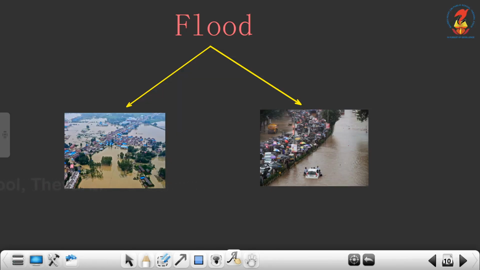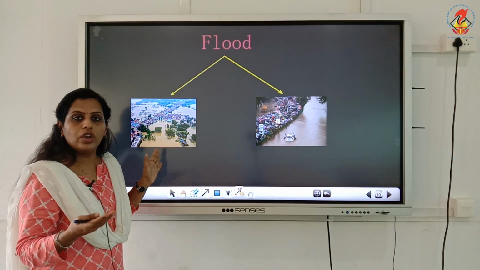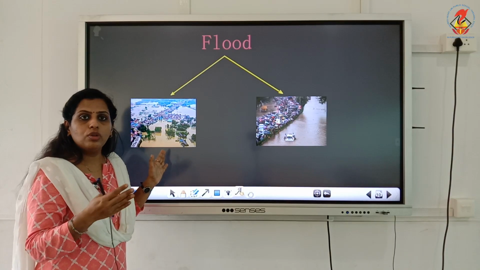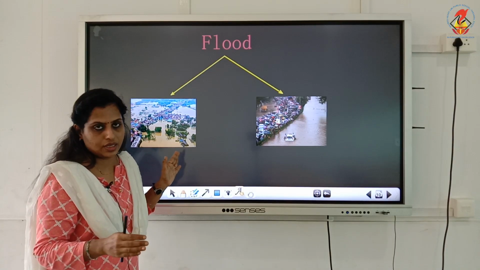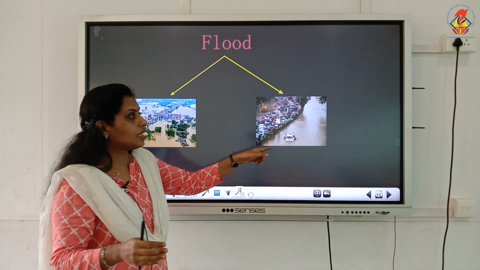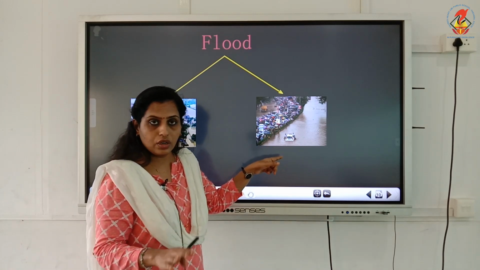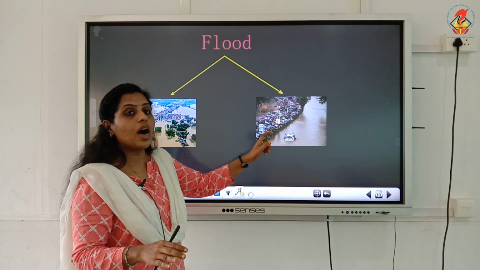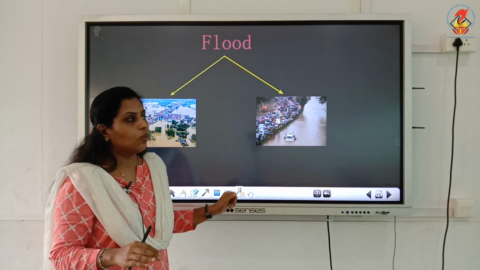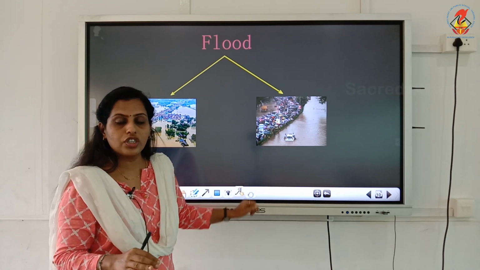This is a natural flood, meaning the overflowing of a river, which we humans cannot control to an extent. But the floods caused by rain here are also uncontrollable, yet they are artificial floods. Why can we call this an artificial flood?